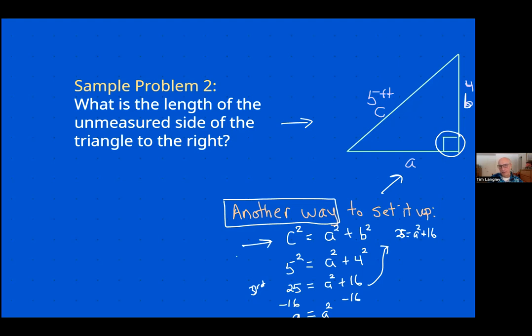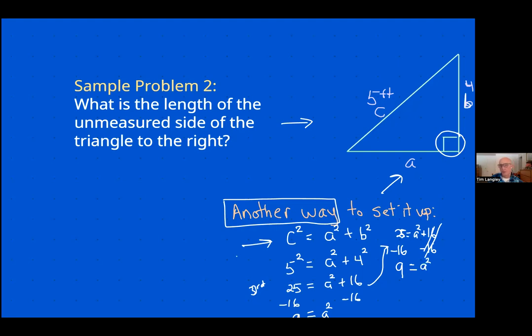So if I subtract 16 from this side, and remember in algebra, whatever you do to one side, you have to do the same exact thing to the other side. So I subtract 16 from that side. What that gives me is, 16 from 25 is a 9. And these two 16s, I'm going to cancel them out because they're now erased. 16 minus 16 is 0. So I've got 9 equals what's left? a squared.